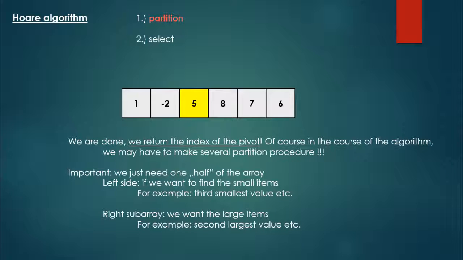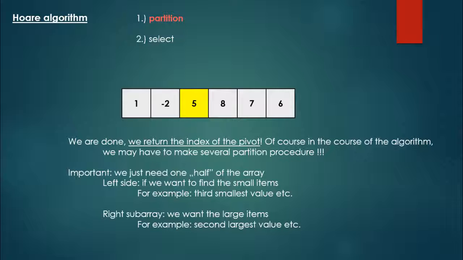We have the items 1 and -2 that are smaller than 5, and we have 8, 7 and 6 that are greater than 5. So we have the left subarray and the right subarray. So we are done. We return the index of the pivot, and of course in the course of the algorithm we may have to make several partition procedures.